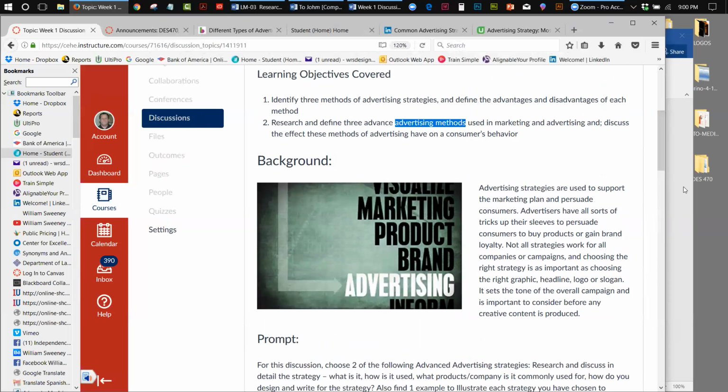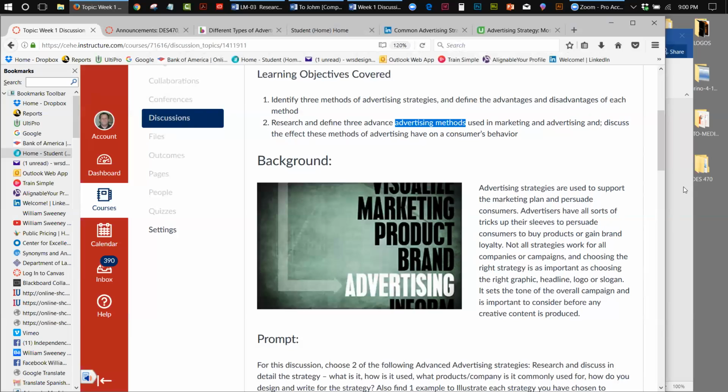You go through them, you read them, you get an understanding of them, and choose 3 that you want to talk about. Maybe you want to talk about magazine advertisement. Maybe you want to talk about e-blasts. Maybe you want to talk about signage or billboards or something like that. Pick 3 and then talk about them. And think in terms of what effects they have on a consumer's behavior.